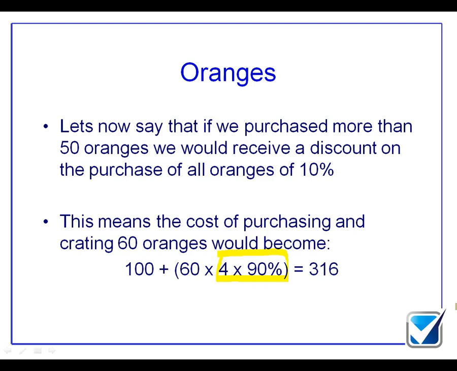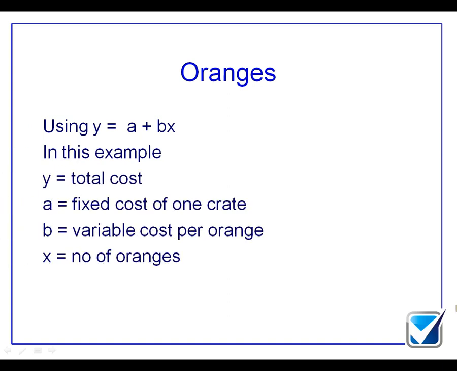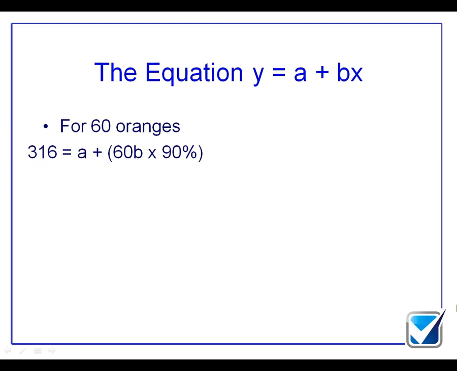Now we're still going to use this as our high equation. We've got the previous example as our low equation, and we're still going to make the big assumption that we have this type of algebraic straight line relationship, but there may now be a kink in the line. And what we're going to do is we're going to say that for 60 oranges, the total cost will be shown as 316, which we showed you before, equals fixed cost plus the variable cost of 60 oranges, but now multiplied by 90%, because you get a 10% discount.